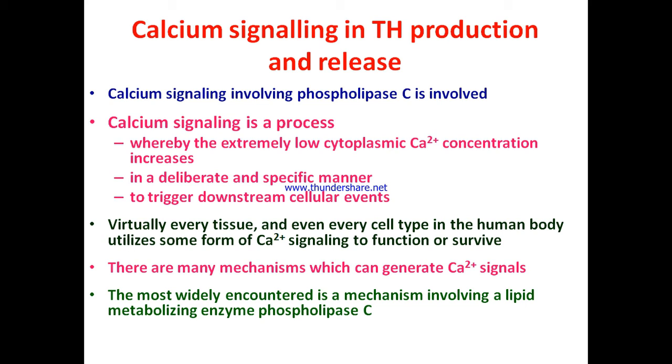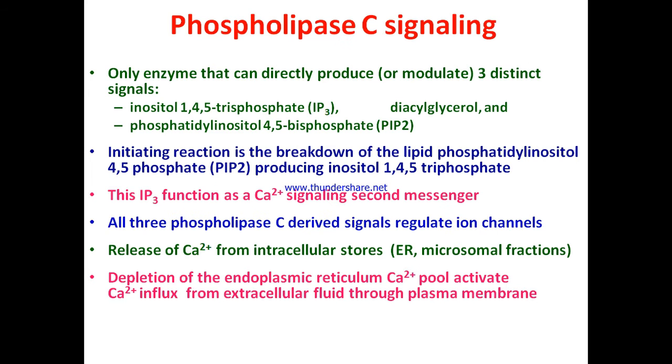The most widely encountered is a mechanism involving a lipid metabolizing enzyme, phospholipase C. Phospholipase C is the only enzyme that can directly produce or modulate three distinct signals. That is inositol 1,4,5-triphosphate IP3, diacylglycerol and phosphatidylinositol 4,5-bisphosphate that we have seen in the previous diagram. The initiating reaction is the breakdown of the lipid phosphatidylinositol 4,5-bisphosphate or PIP2, producing inositol 1,4,5-triphosphate.